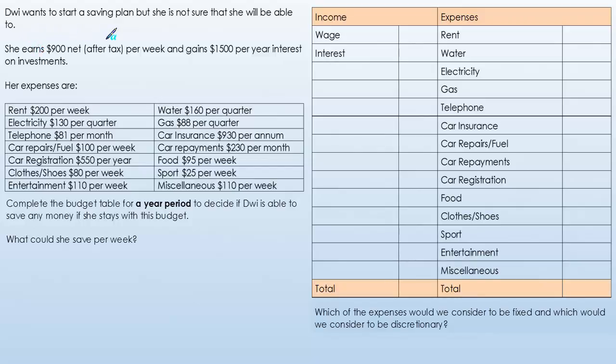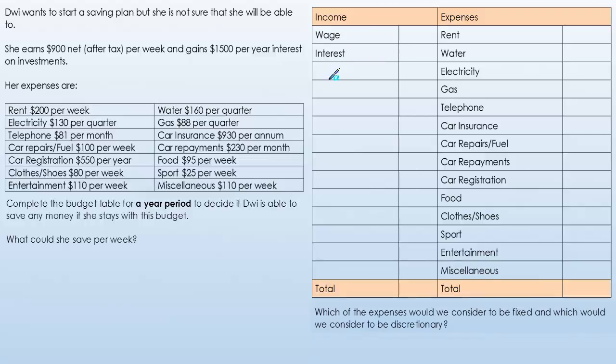Dwee wants to start a savings plan, but she's not sure that she will be able to. She earns $900 net after tax per week and gains $1,500 per year interest on investments. And here we have a list of her expenses. We want to complete the budget table for a year period to decide if Dwee's able to save any money if she stays with this budget. We want to know what she could save per week.